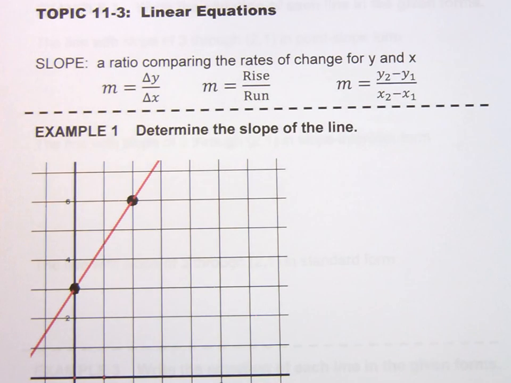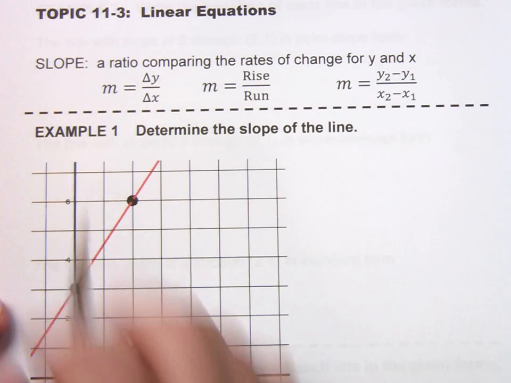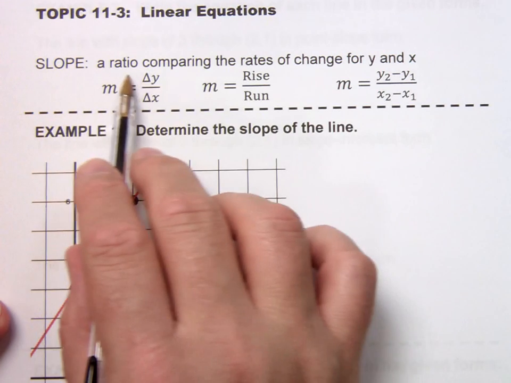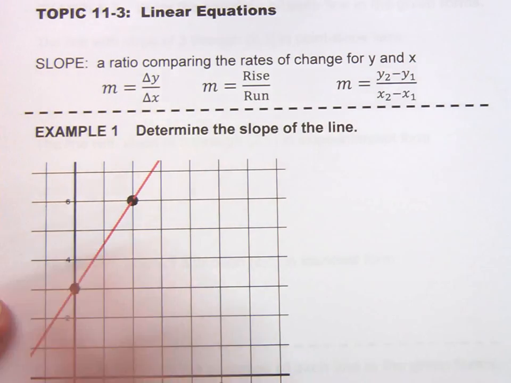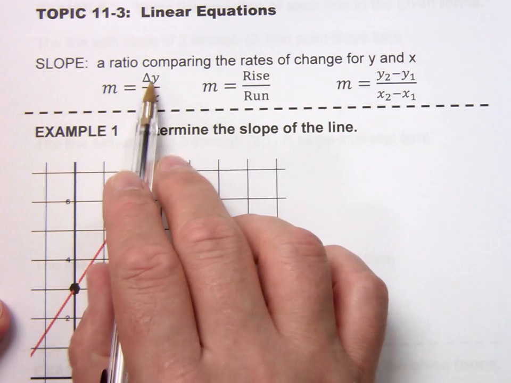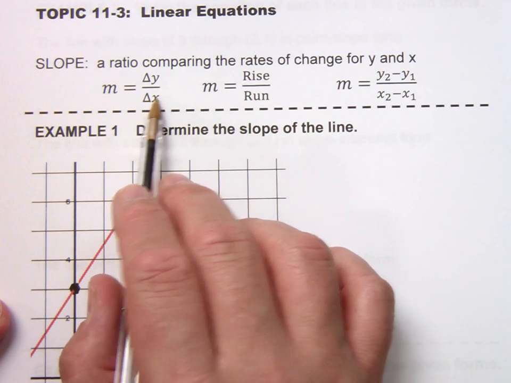Alright, today we're talking about linear equations. And to start with, we're going to deal with slope. Slope is a ratio comparing the rates of change for y and x. And there's a few different ways to represent slope. It can be the change in y over the change in x.